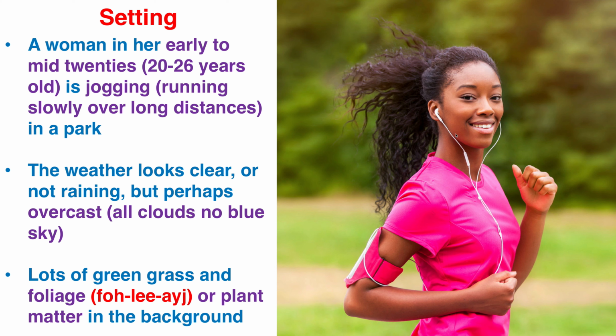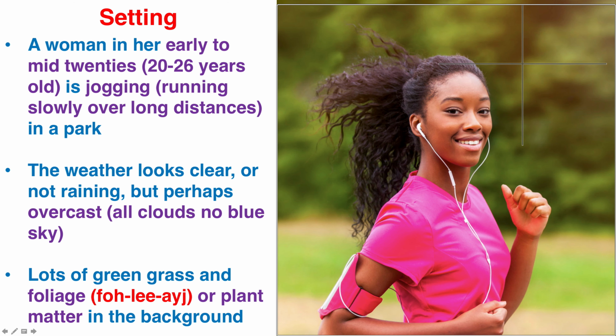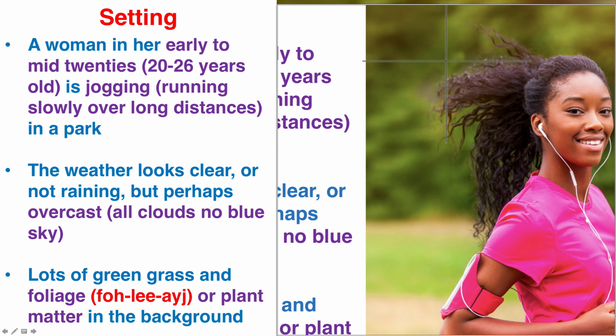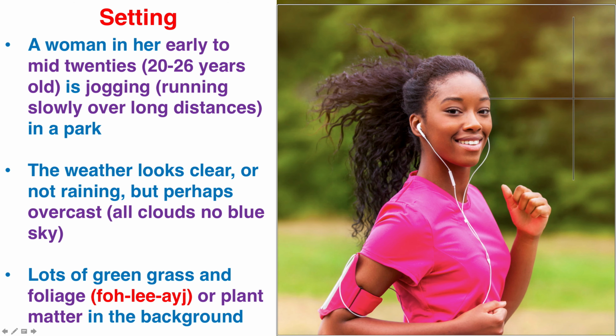The weather looks clear, or at least not raining, but looking at the light, it might be overcast, and that just means all clouds, no blue sky. In the background, there's lots of green grass and foliage. And foliage is just this stuff here in the background. So behind her, you see all this green stuff, foliage or plant matter. Trees, grass, leaves, these types of things.